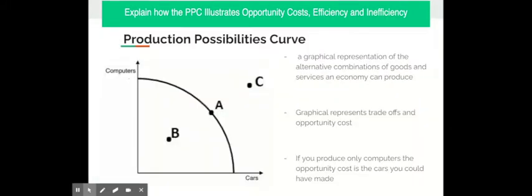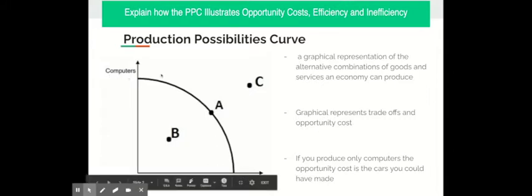It's a little different. Your production possibility curve is a graph. It is a graphical representation of alternative combinations of goods and services an economy can produce. In this case, we're looking at a country that's either making computers or cars. This is a graphical representation of opportunity cost.